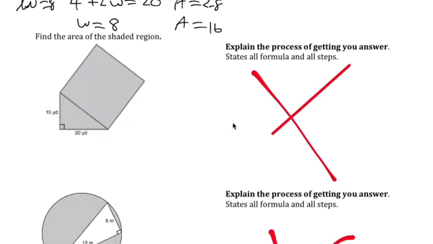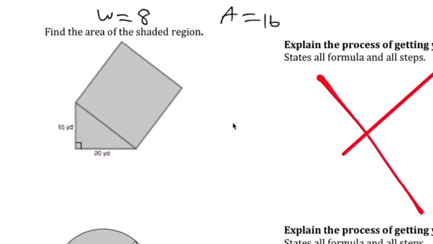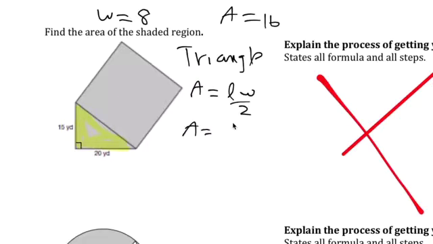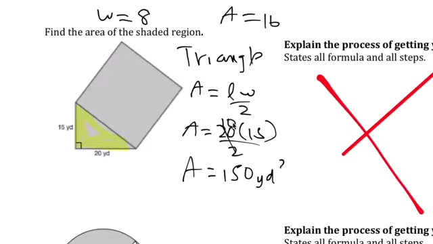Find the area of the shaded region. Okay, well, there's a triangle. And that's length times width divided by 2. That gets me, divided by 2, that's 10. That's area is 150 yards squared.